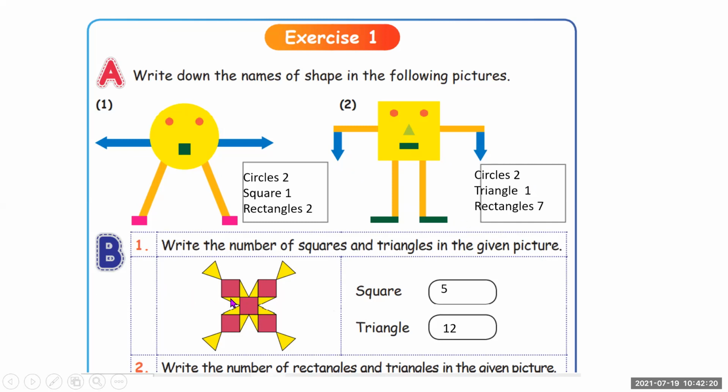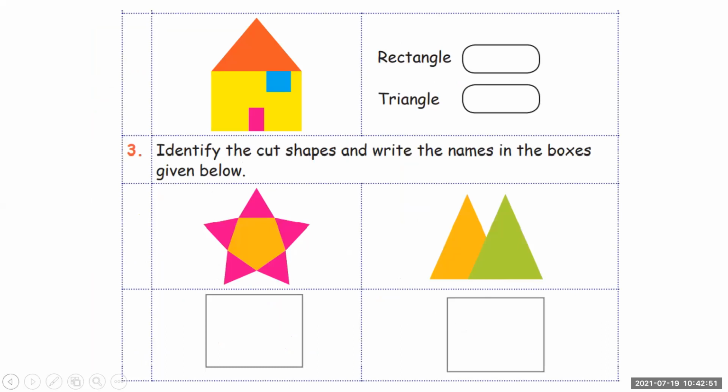So you try the second one. The number of squares here will be 1, 2, 3, 4, 5. Triangles will be straight away 1, 2, 3, 4. But if you look closely, you see some more triangles hiding here. 1, 2, 1, 2, 1, 2, 1, 2. So there are 8 here. 8 plus 4, you get 12 triangles, 5 squares. Okay, now identify the triangles and squares in this picture. And here also, you can do this.